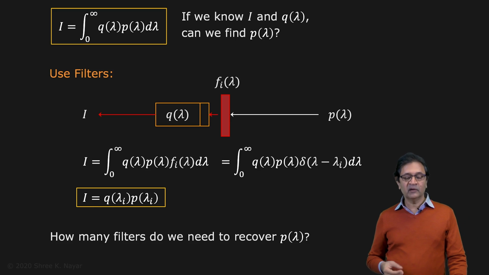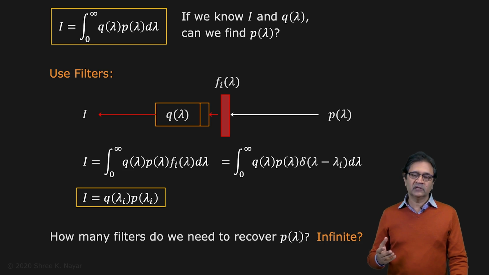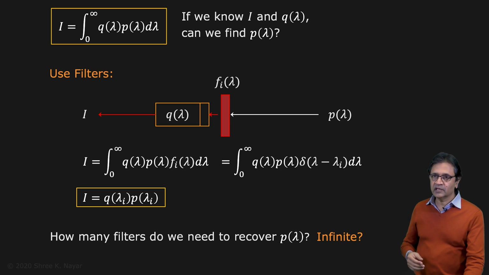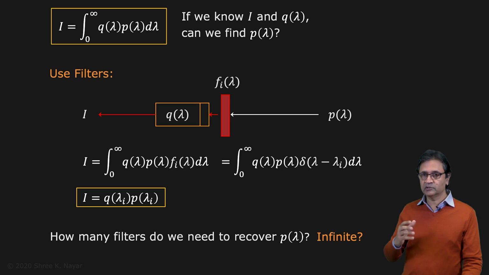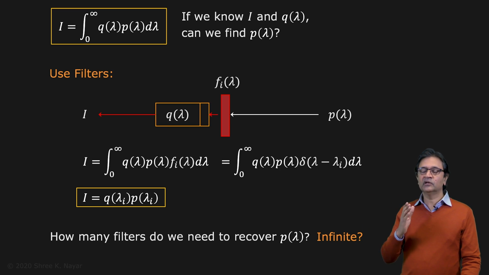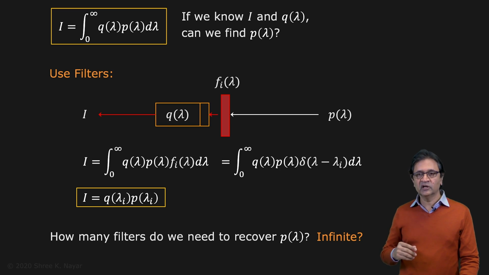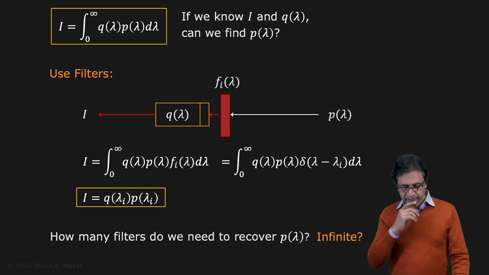And now the question is, how many filters do you need to recover all of P lambda? At first glance, you would say an infinite number of filters. But it turns out that you don't need an infinite number of filters. If P lambda is a smooth function, we will see later in our image processing lectures that you can use a smaller number of measurements to recover P lambda without losing any information.